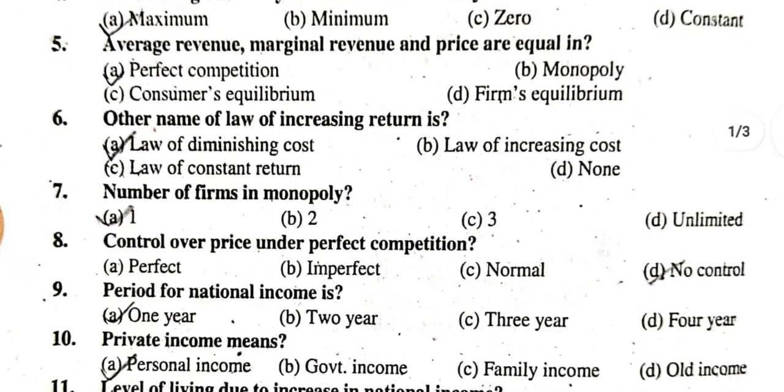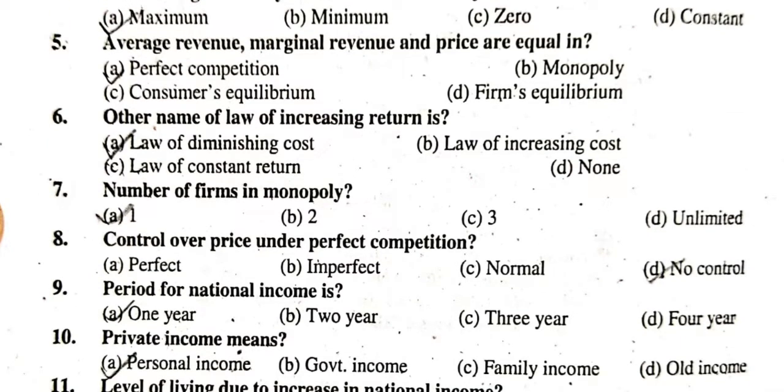10. Private income means: A. Personal income, B. Government income, C. Family income, D. Old income. Correct answer is personal income.